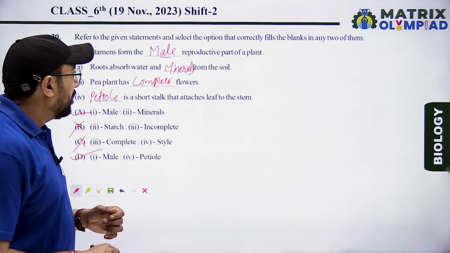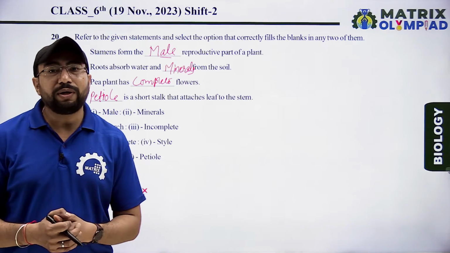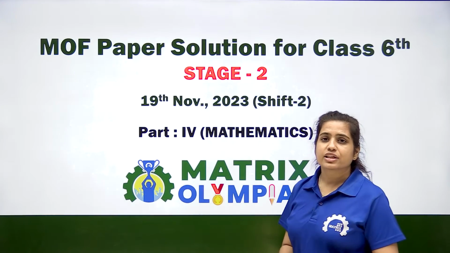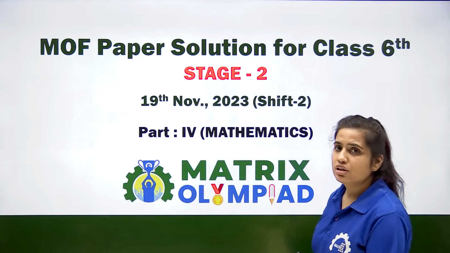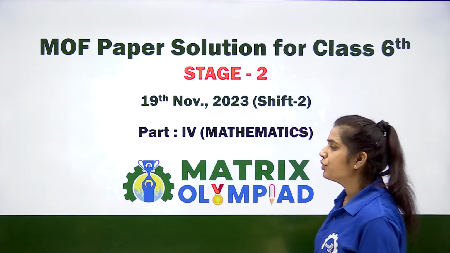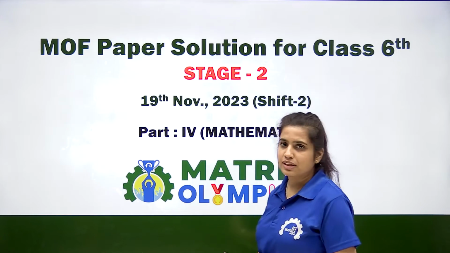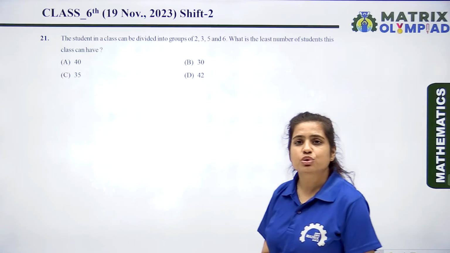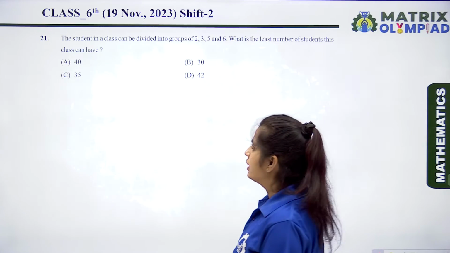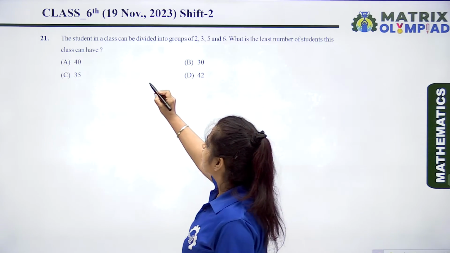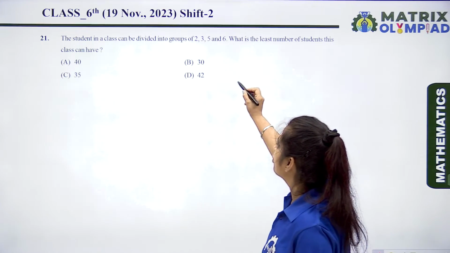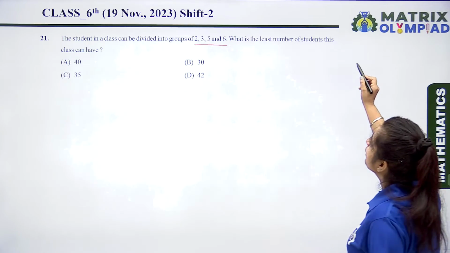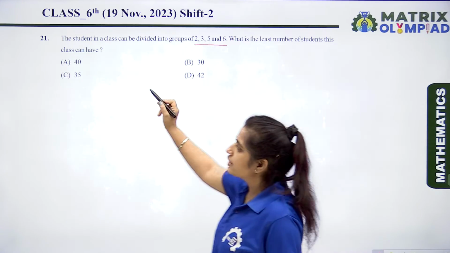These are all the biology solutions for class 6th. Thank you. Hello everyone. Let's continue the solution of the Olympiad paper. Now here we are going to solve part 4th of this paper, that is of mathematics. Here comes the first question of this part: the students in a class can be divided into groups of 2, 3, 5 and 6. What is the least number of students this class can have?